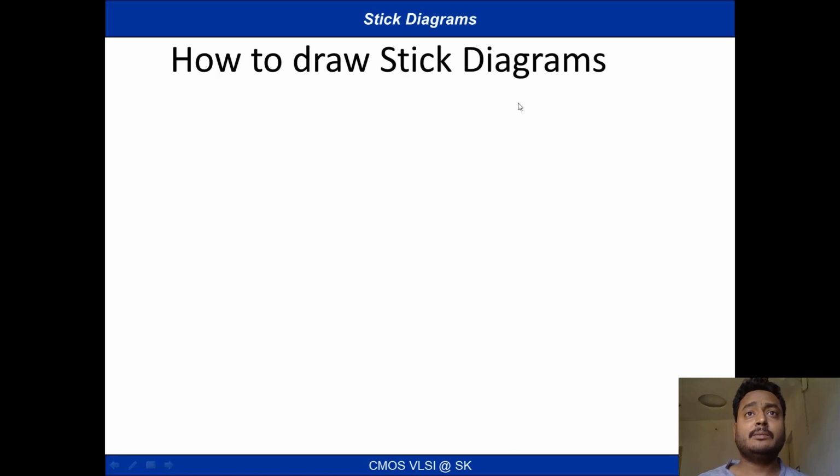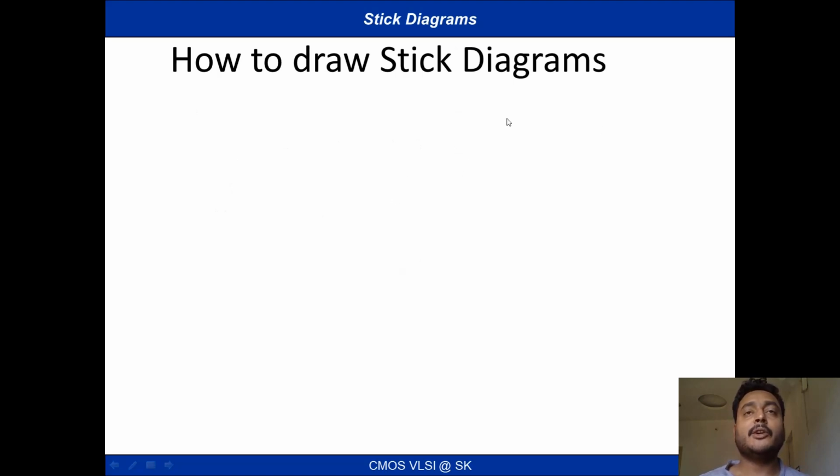How the layout is going to be, and so how your stick diagram depicts almost closer to the layout, and what it does show and what it doesn't show. So we'll try to learn now how to draw a stick diagram. Okay, so how to draw a stick diagram. We'll first analyze it with a CMOS inverter. So how can we draw the stick diagram?